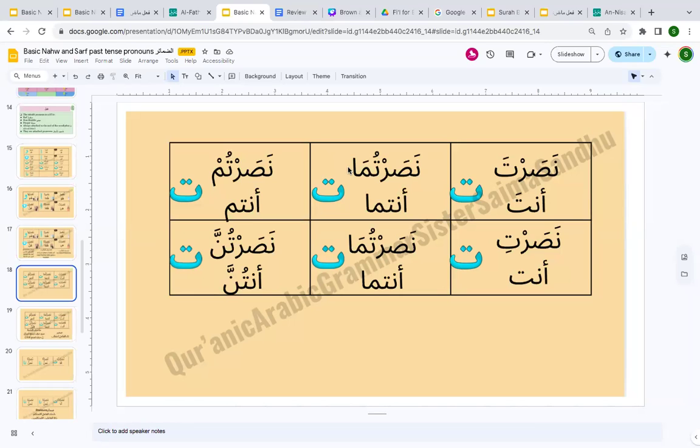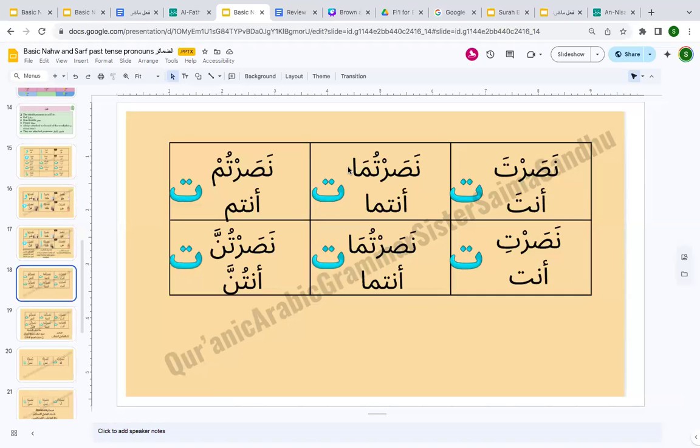If I have to say "you all females helped," what should I add to the ta? Noon with shadda and fatha. The noon that is mushaddad, written with shadda and has a fatha on top. Barakallahu fiki. Is this how everyone has understood it? Type 1 if you have understood it like that.